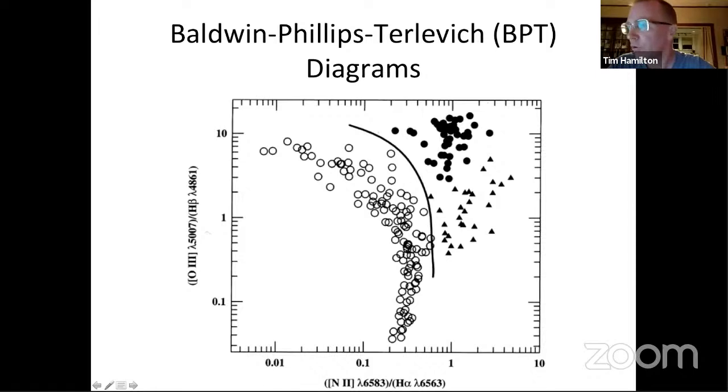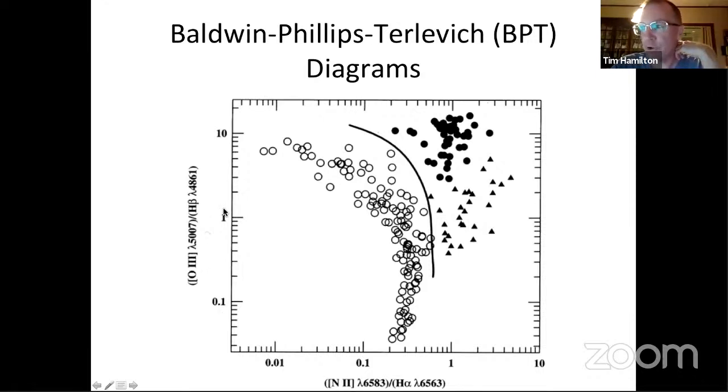Now, on the horizontal axis, you plot nitrogen. Let me be clear here. The equivalent width of the nitrogen II line at 6583 divided by the equivalent width of the H alpha line at 6563. Okay. The vertical axis, you take the ratio of the equivalent widths of the O III 5007 angstrom line to H beta, which is at 4861.